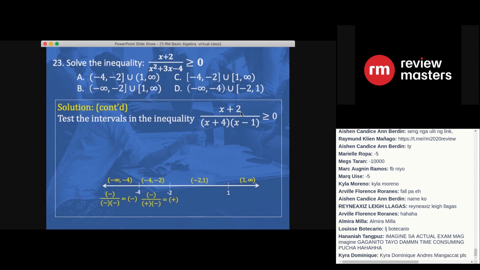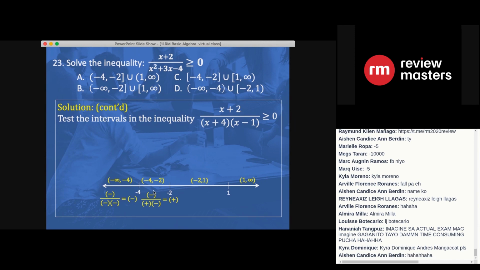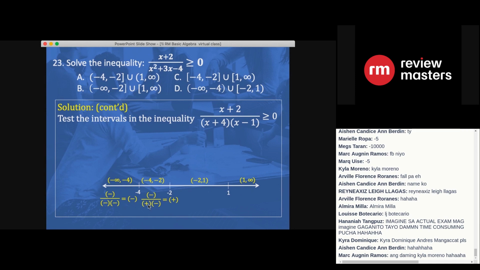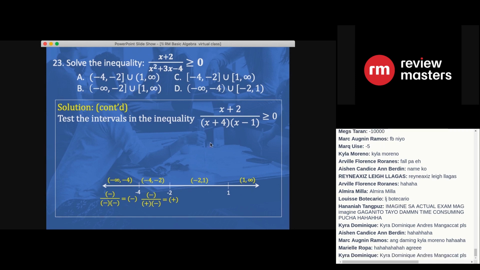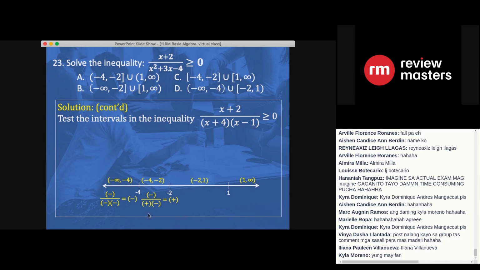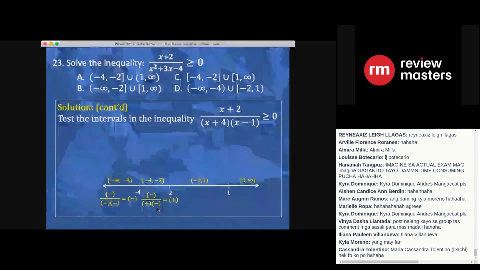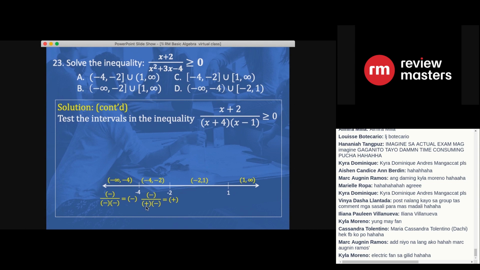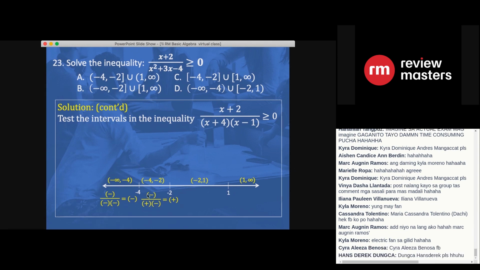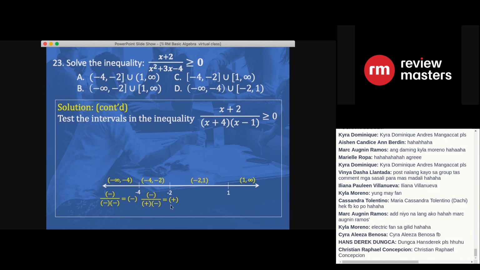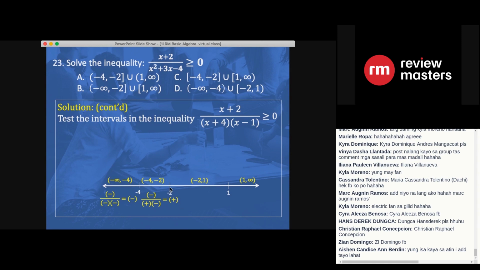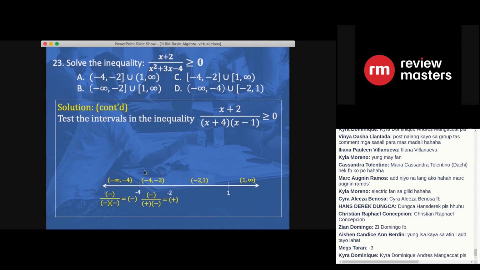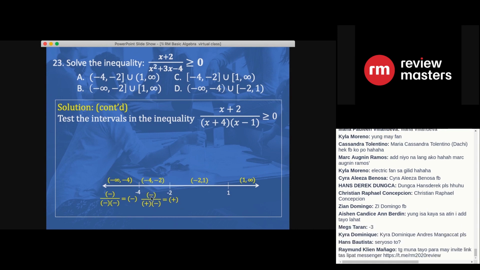Negative 3 plus 2 is negative 1. Negative 3 plus 4 is positive 1. Negative 3 minus 1 is negative 4. Okay? So negative divided by positive times negative is negative. So negative divided by negative is positive. So this one here is a solution.